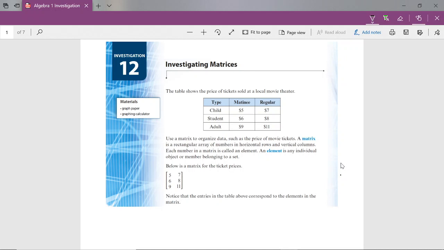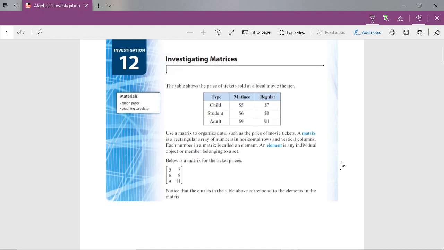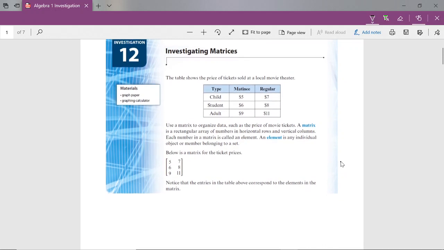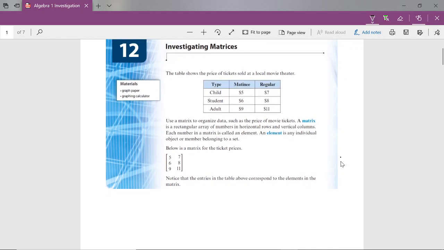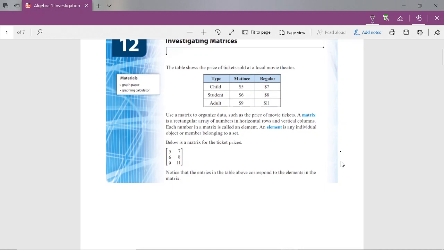A matrix is a rectangular array of numbers in horizontal rows and vertical columns. Each number in a matrix is called an element. An element is any individual object or member belonging to a set. So below is the matrix for these ticket prices. Notice that these entries in the table above correspond to the elements in the matrix.